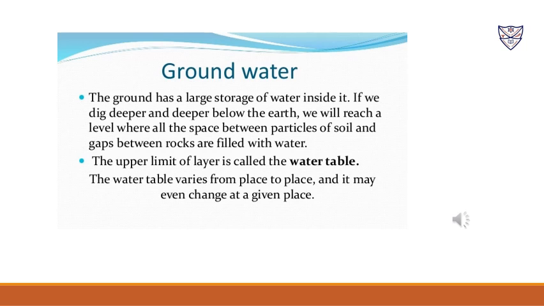Now this water which falls down in the form of rain falls on the ground and is collected inside the ground as groundwater. If we dig deeper and deeper below the earth, we will reach a level where all the space between the particles of the soil and gaps between rocks are filled with water. This upper limit is what is called the water table. The water table will vary from place to place and it may even change depending on the porosity of the soil and the amount of rain which has fallen.